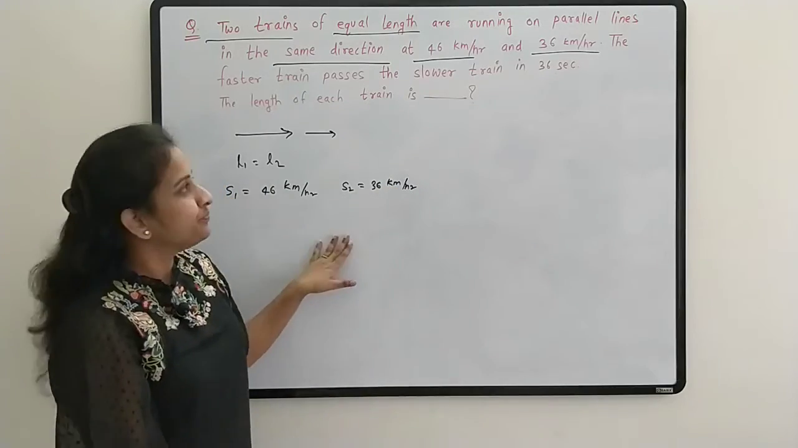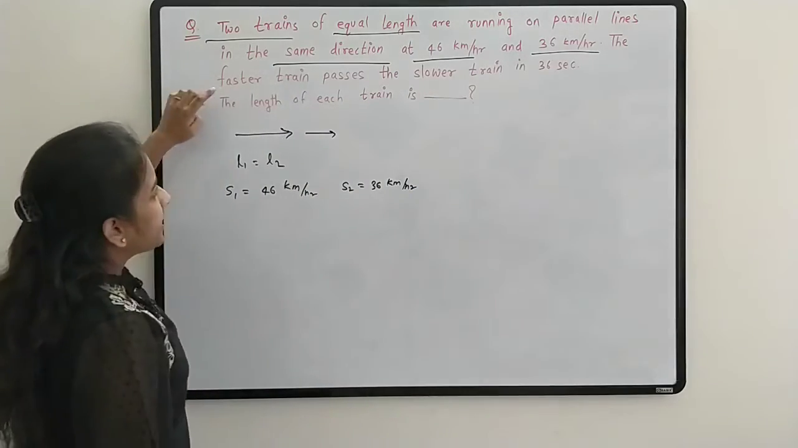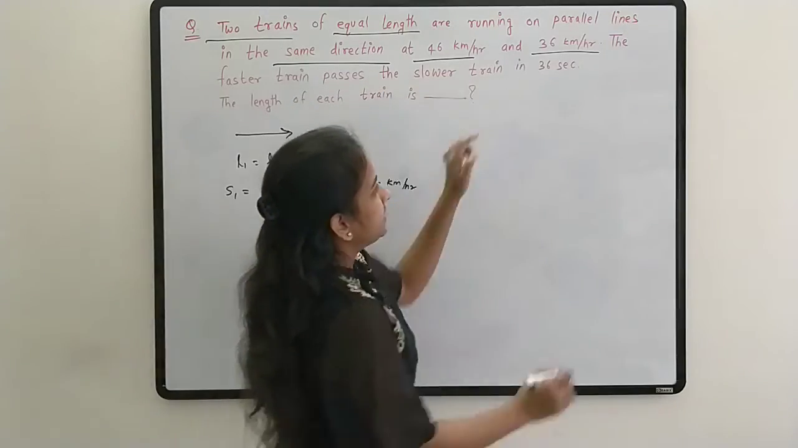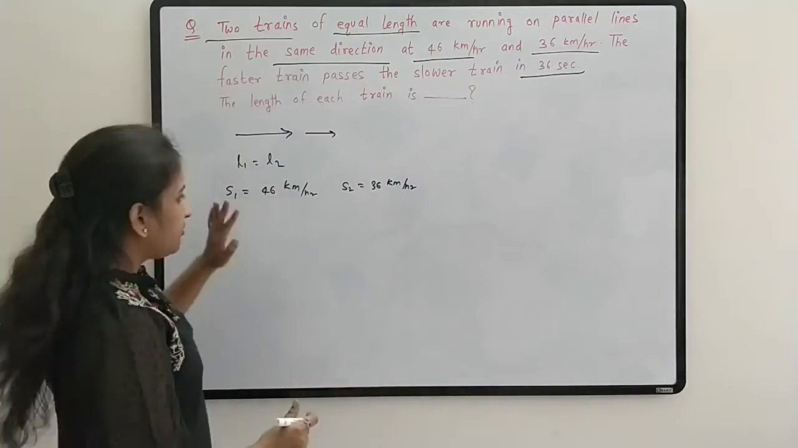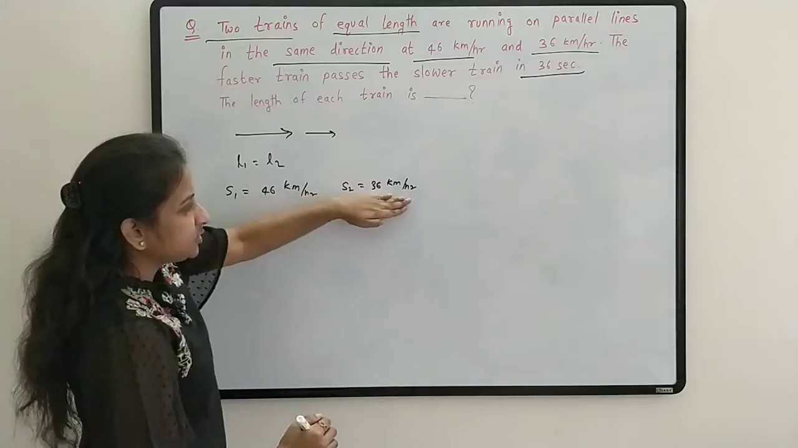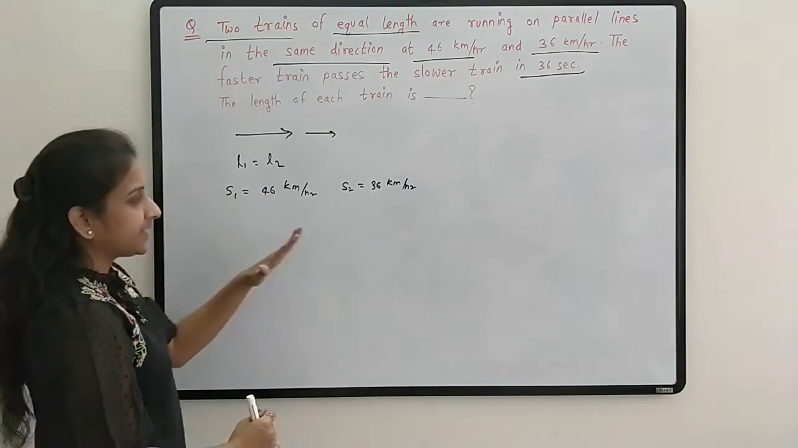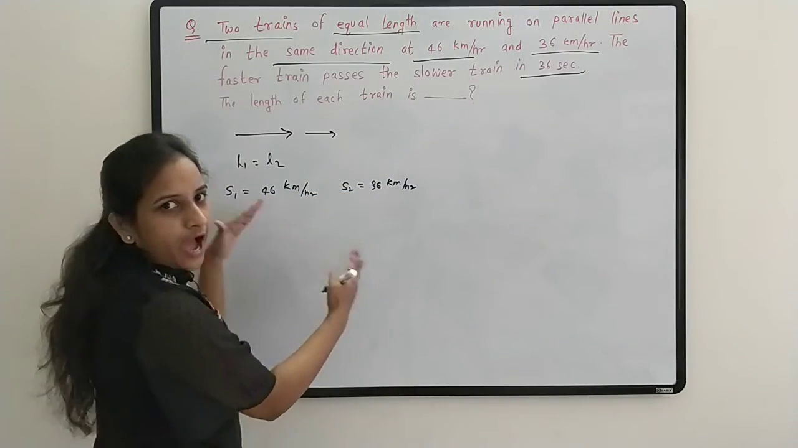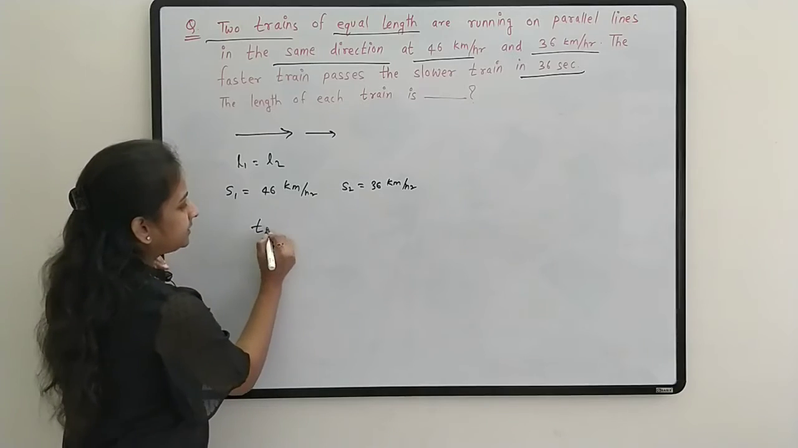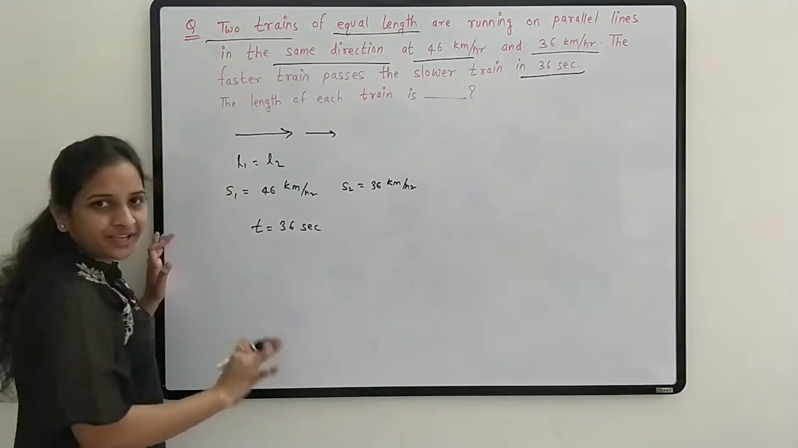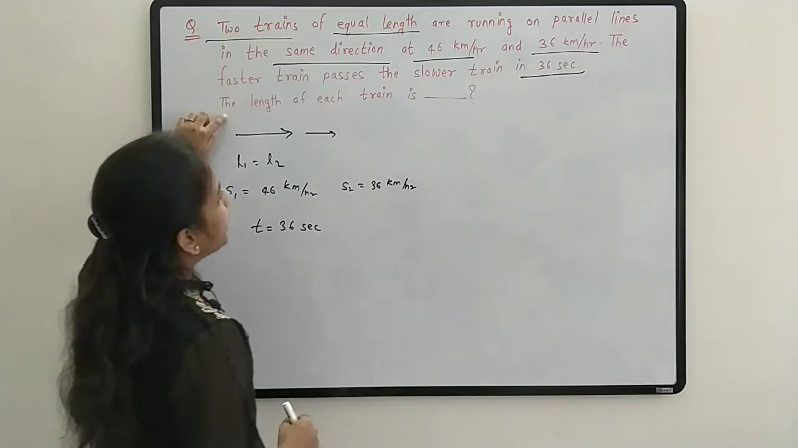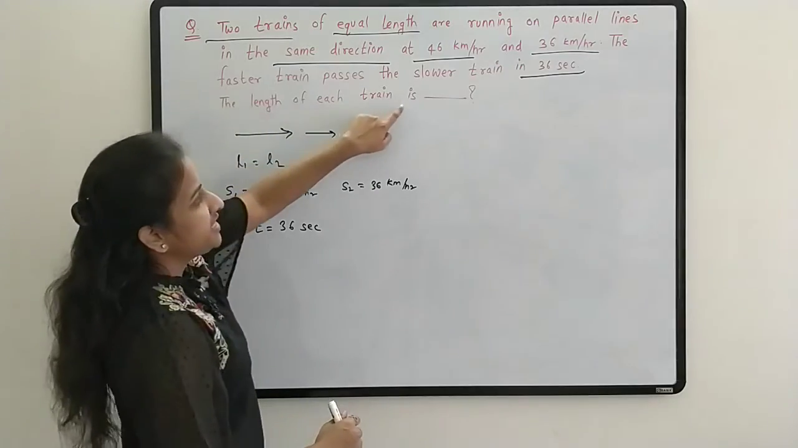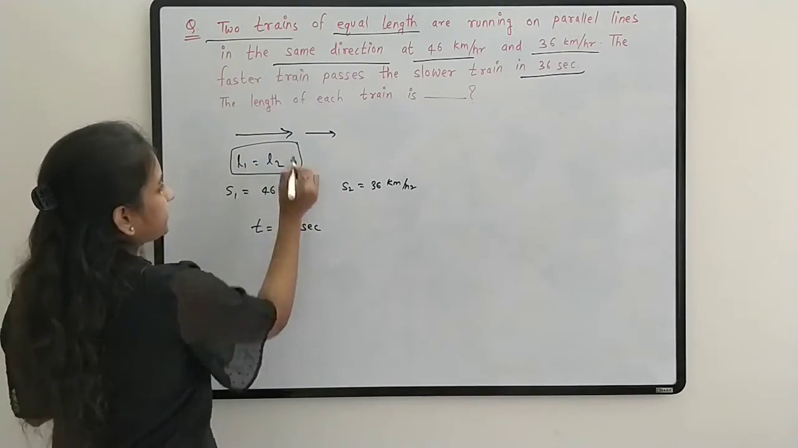Simple till now. The faster train passes the slower train in 36 seconds. Means they are crossing each other in 36 seconds. Right? Easy. Then what do we have to find? The length of each train. We have to find this.